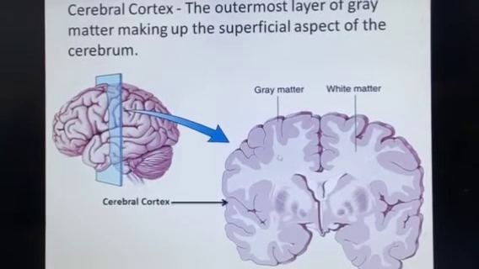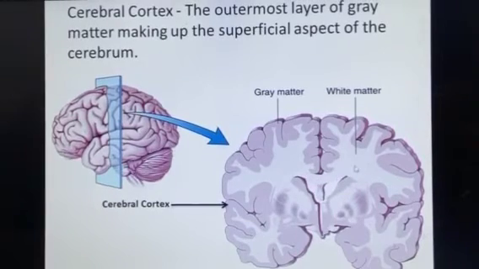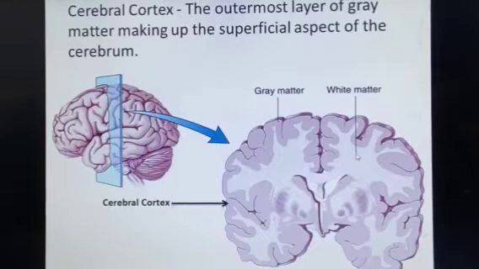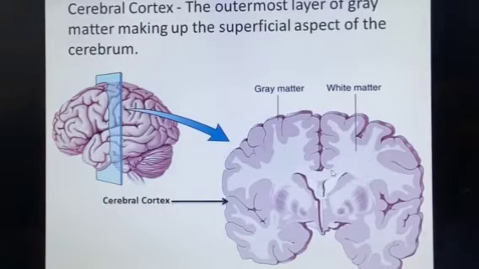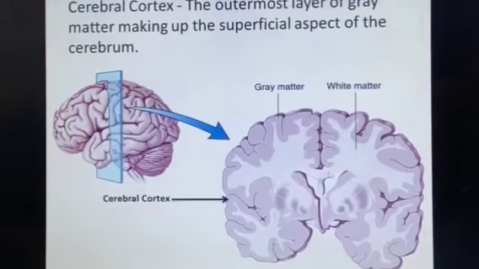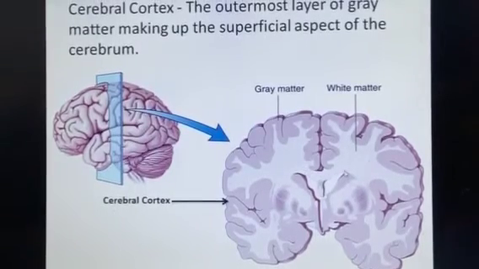While here, it is white in color. Can you see it written here, white matter? What is white matter? It is only fibers. Can you see these fibers are going from one part of brain to another part over this area? We call it corpus callosum.